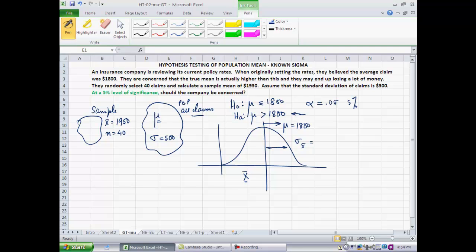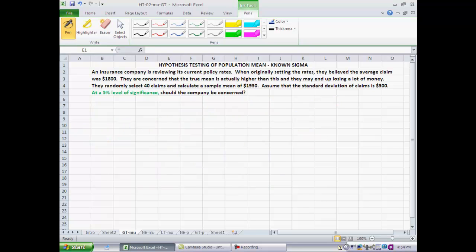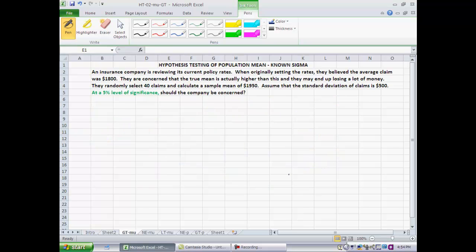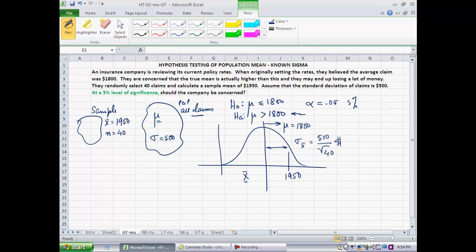So the standard deviation of the sample mean here would be 500, which is the population standard deviation, divided by the square root of the sample size, which is 40, and this of course would be in dollars. Okay, and we are observing a sample mean of $1,950. So obviously what we are seeing in the sample, this 1950, is suggesting that HA is what we should go for. In other words, 1950, the sample statistic, is suggesting that we should reject the null.